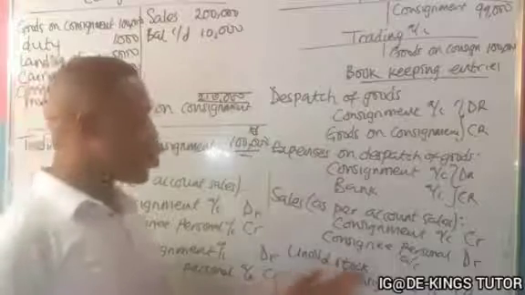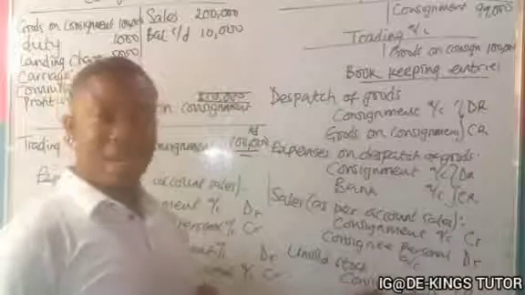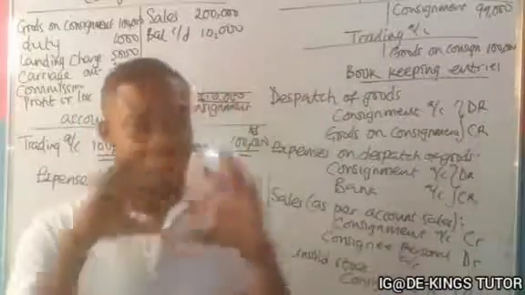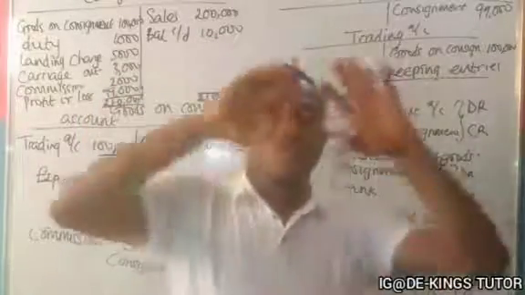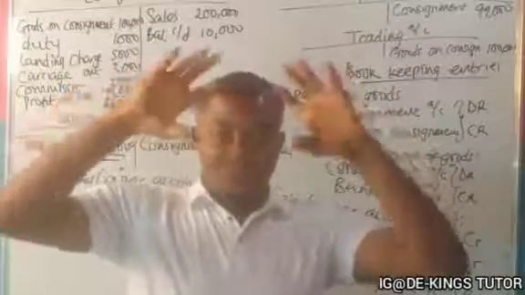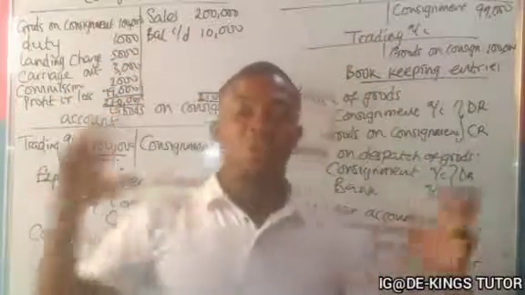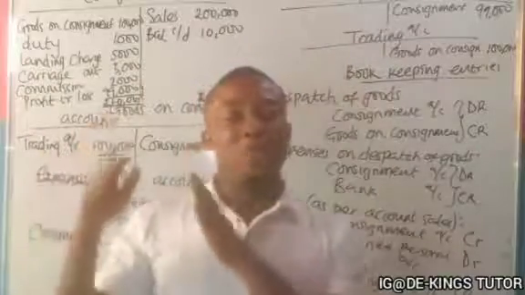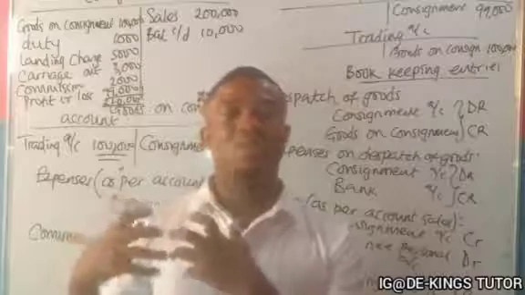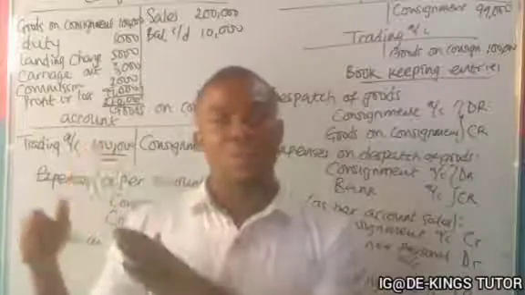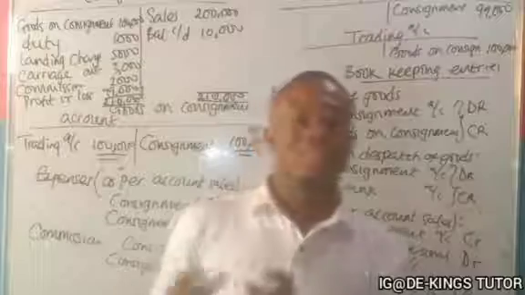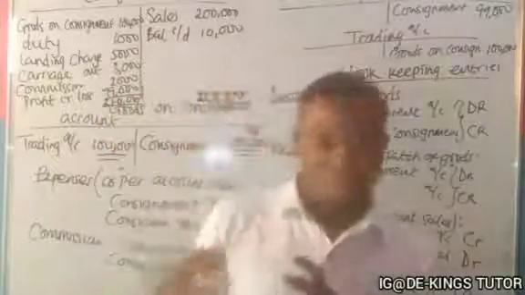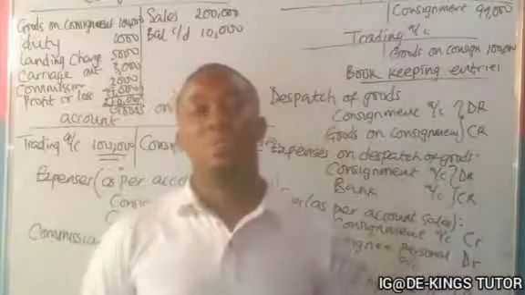Okay, and if there's also stock, credit the consignment account using the formula I showed you. That's what we call closing stock, which is the unsold quantity divided by the total quantity that was sent, times the cost of the goods that was sent, plus the expenses relating to it, excluding selling expenses, which is commission.